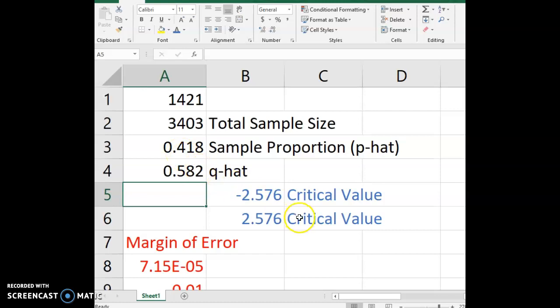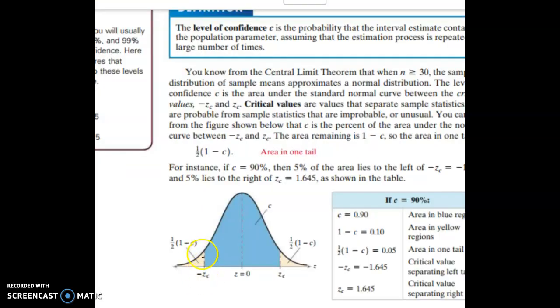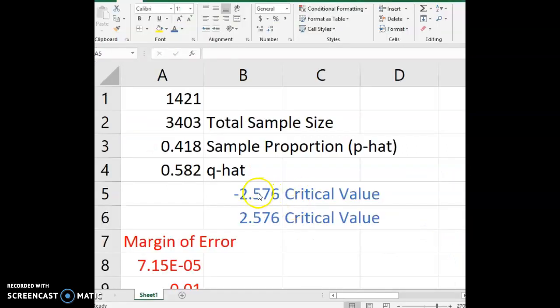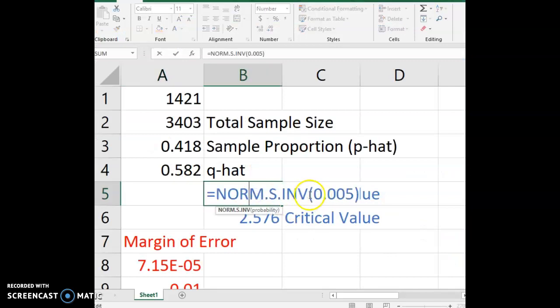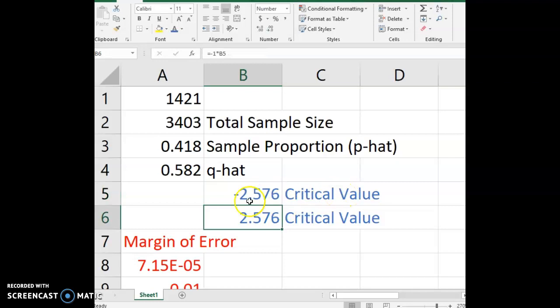The problem asks for a 99% confidence interval. So if we have 99% in between our critical values, that means there's just 1% split between the two tails, so 0.5% in each of the tails. To get the critical value associated with 0.5% in the normal distribution tail equals NORM.S.INV, and 0.5% as a decimal, and you get the critical value. We'll want to use the positive one for our formula.